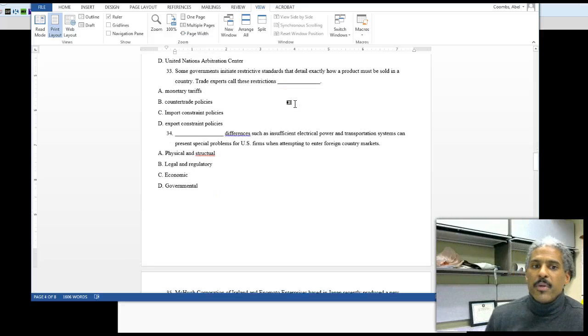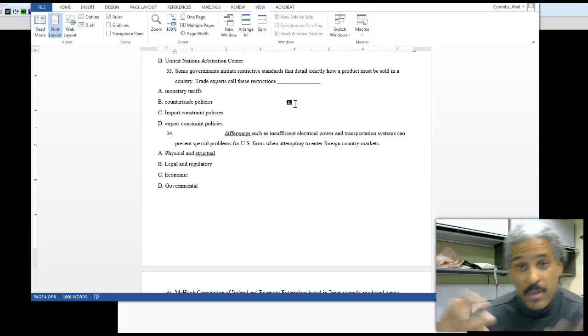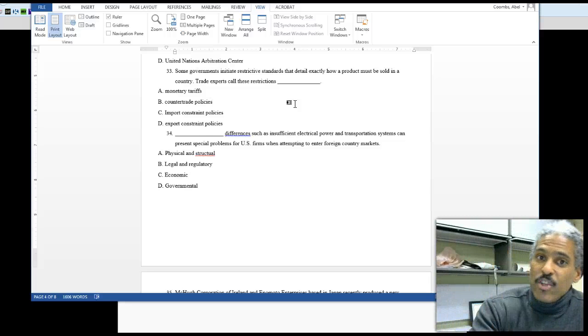Let's continue on. 33. Some governments initiate restrictive standards that detail exactly how a product must be sold in a country. Trade experts call these restrictions import constraint policies. C, import constraint policies, right, coming in. And I paused there because I was looking for non-tariff. But within these series, answering the question, similar to when you would be on a test, use the answers that are available to you. So in this particular case, C, import constraint policies.